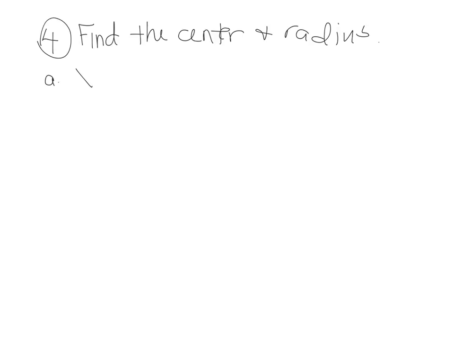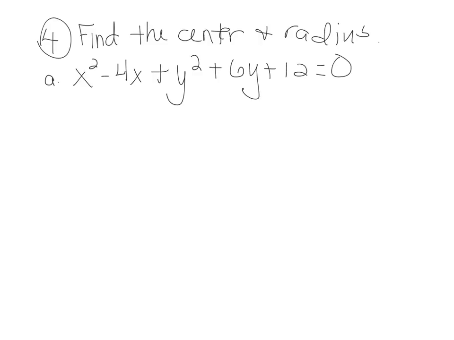We've done this before. x squared minus 4x plus y squared plus 6y plus 12 equals 0. We'll do this one together. Take a minute to digest it, and hopefully in your mind you're saying, I need to do what to this? I need to complete the square.